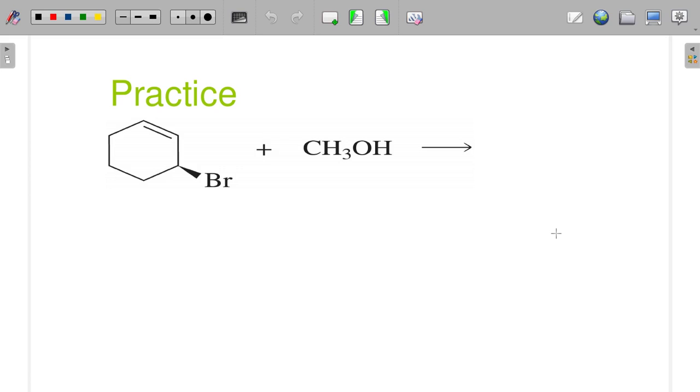Same reaction, but instead of OCH3, it's now CH3OH. So it's still secondary, but because that's a weak nucleophile, this would be SN1. So I'm going to create a carbocation. Now this is allylic, goes back and forth, but we wouldn't actually even see that because of the nature of it. But when this is all done, I'm going to see this OCH3, and it's going to be up or down at that position.